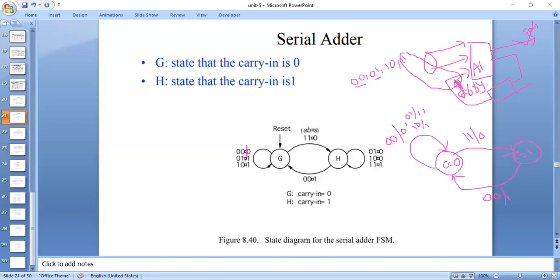And next 0 1 1, when we add these three, what happens? Sum is 0, carry is 1. Since carry is 1, it will stay in this state. And for the corresponding input 0 1, what will be the sum here? 0. In a similar way, for 1 0 input, what are we getting? Sum will be 0 and carry is 1, so it will be in this state only. And for 1 1 input, we have sum 1 and carry 1.